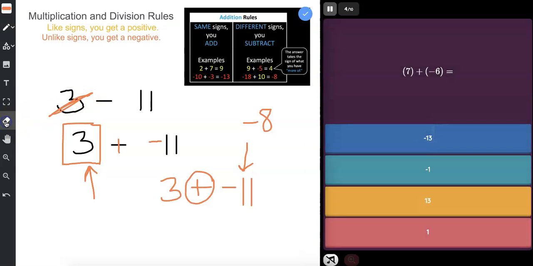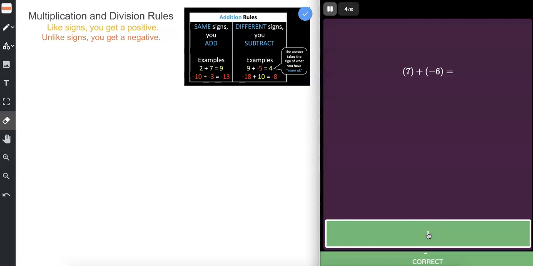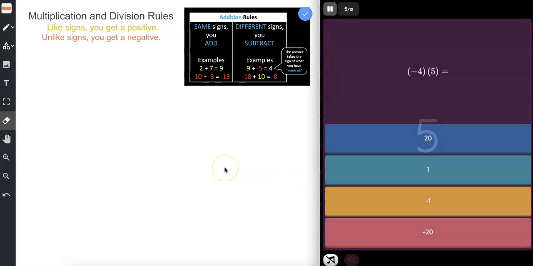Okay, now we're moving on to an addition rule problem, 7 plus a negative 6. Since there's already an addition sign in the middle, then we can go ahead and apply the addition rules. Signs are different, we subtract. 7 minus 6 is 1, and we have more positives than negatives. Remember, you ask what you have more of when you're using your addition rules.